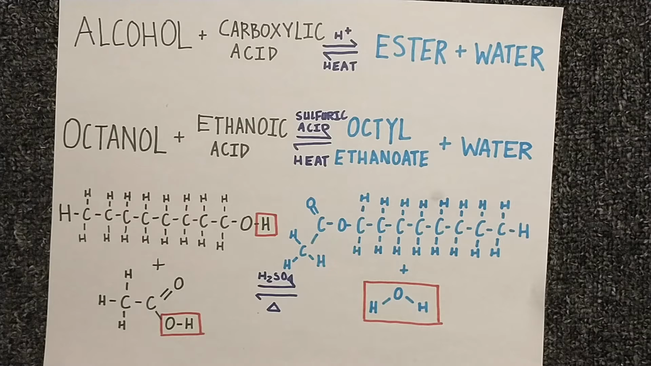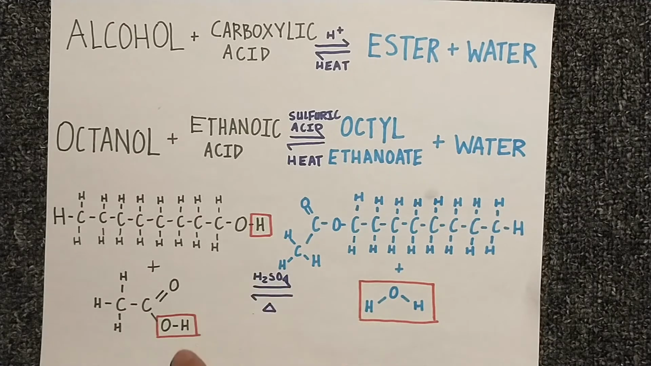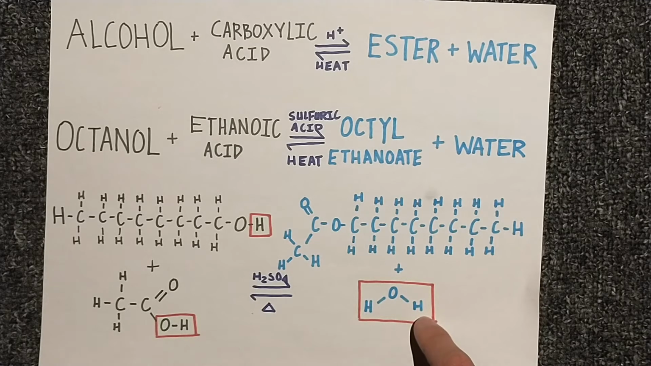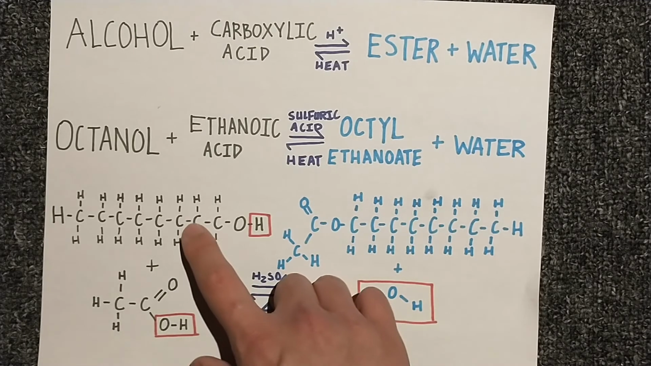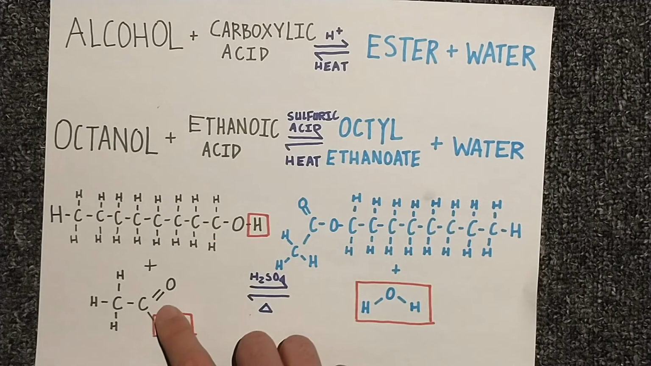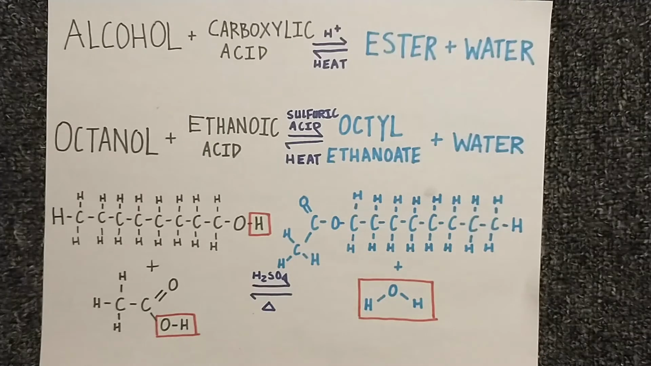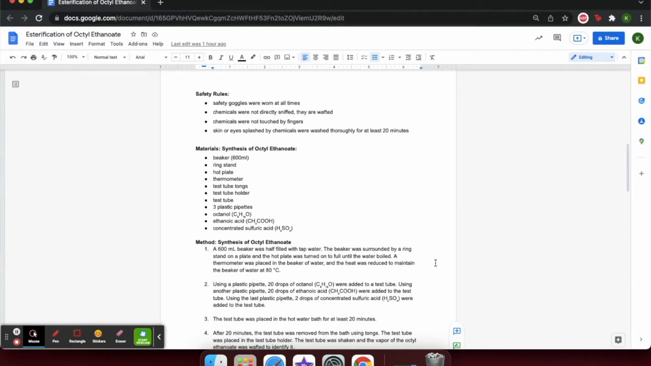To form the water, the alcohol gives a hydrogen atom, while the carboxylic acid gives a hydroxyl group. And this forms H2O, which is water. The ester is formed when the alcohol's oxygen atom joins the carboxylic acid's carbon chain. And there we go, that is the ester. To create that orange smell in the candles, a special ester was used called octyl ethanoate, which gives oranges their smell.